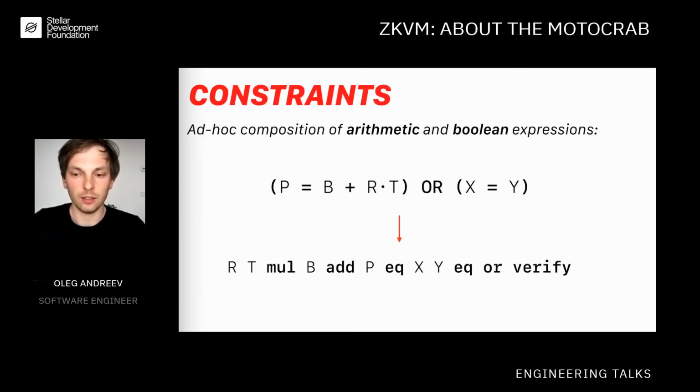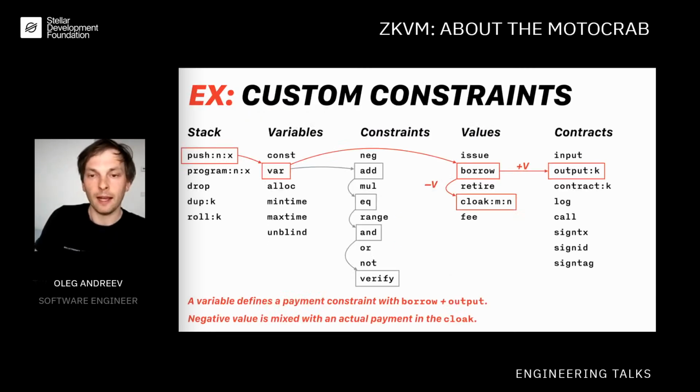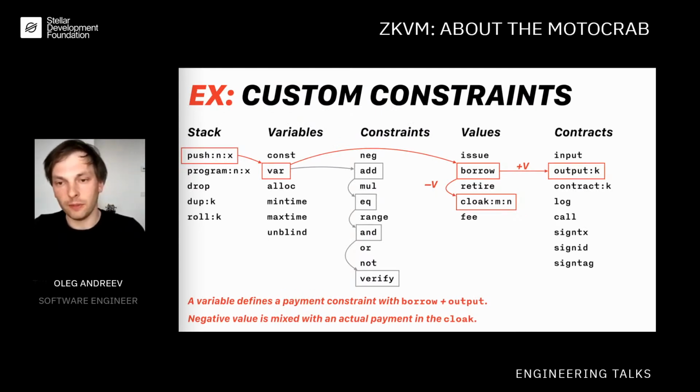So it looks something like this. You have a formula and you do this kind of stack machine syntax for multiplying, adding, checking equality, and verifying. And then once you have this variable verified, you can create or borrow a value and output it in a certain place. So you say, okay, this value is correct, so I'm making a payment with it.